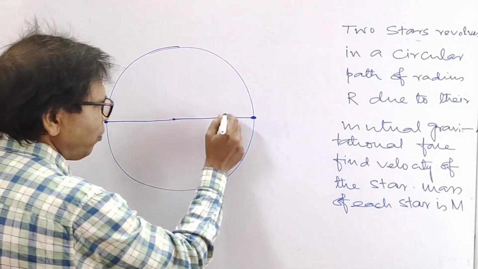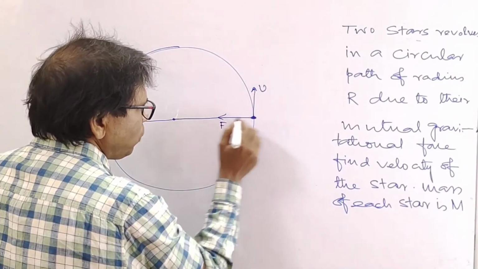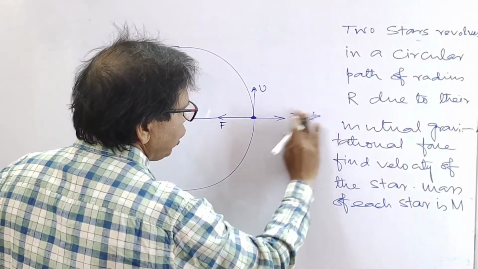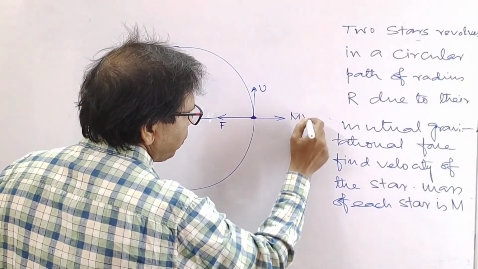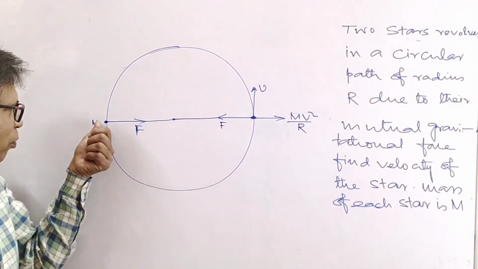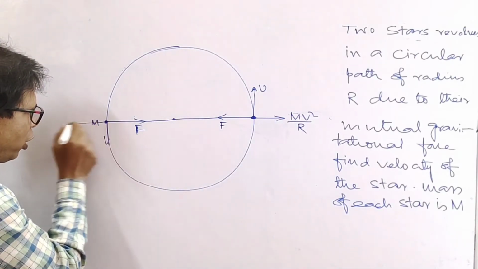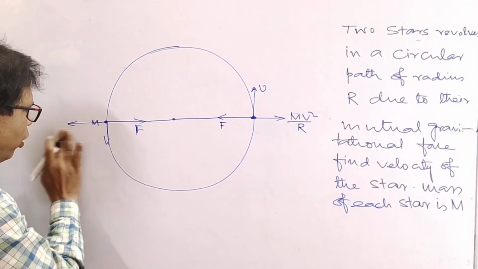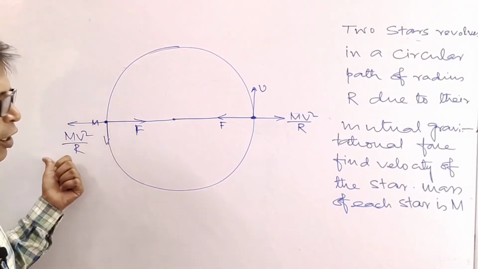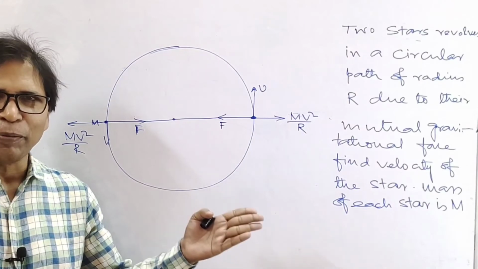Look, this is the force of attraction and this is the orbital velocity. So this force must be equal to mv square divided by capital R. Okay, look at this, the force of attraction is along this direction, the velocity is along this direction, so the centrifugal force mv square by R is directed along this direction. Now we have to calculate the mutual gravitational force of attraction.